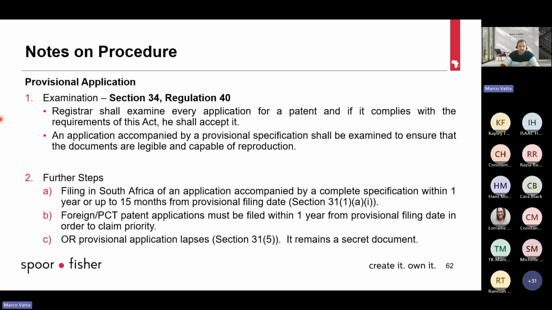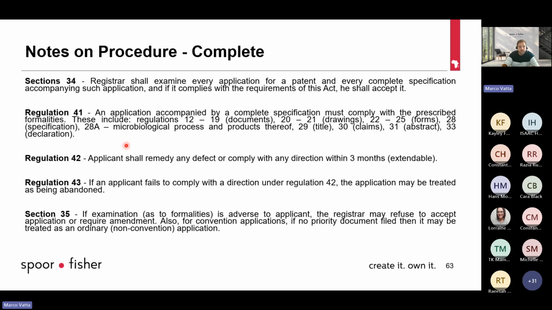Okay, so if we have a look at Section 34 and Regulation 40 regarding a provisional application, again, it just states that the Patent Office is only required to examine the application for compliance with its legibility and that it is capable of being reproduced, and also for examination that it complies with the requirements of the Acts and may then accept it. The further steps, a lot of this we have touched on already, and you can work through that.